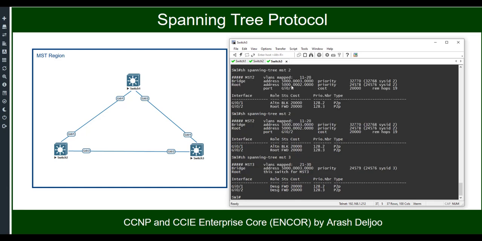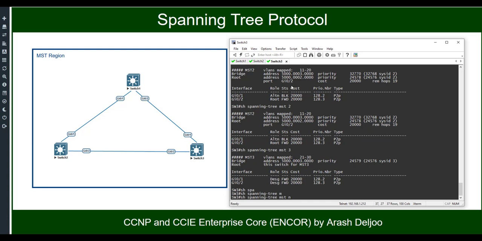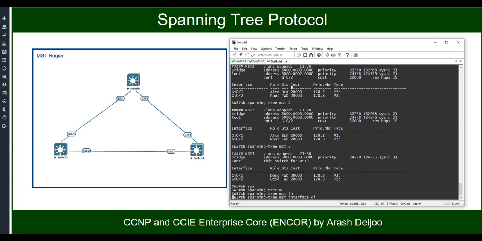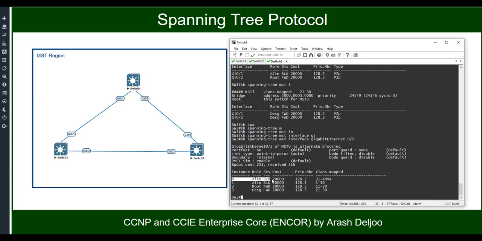In switch 3, for example, if you use show spanning-tree MST interface gigabit 02, you can see this interface in STP instance 0 is blocked, in STP instance 1 is again blocked or alternate, in STP instance 2 is root port, and in STP instance 3 is designated port. As you can see, we can, for example, discover much useful information from this command.